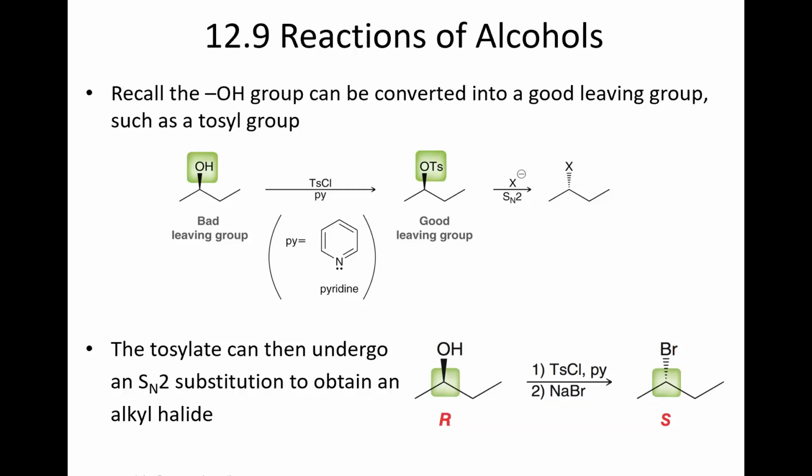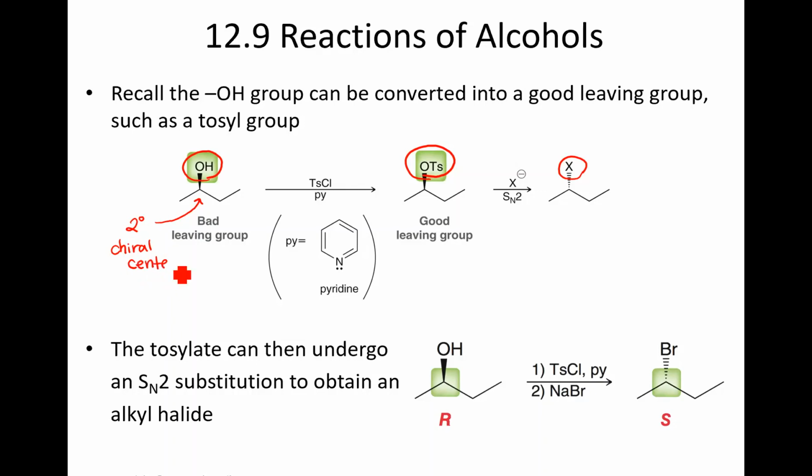OH groups of alcohols can be converted to a tosylate. So here we have the OH group getting converted to the tosylate in order to create a good leaving group to be able to do a conversion to an alkyl halide. And forming the tosylate is particularly advantageous when you have a secondary carbon with a chiral center.